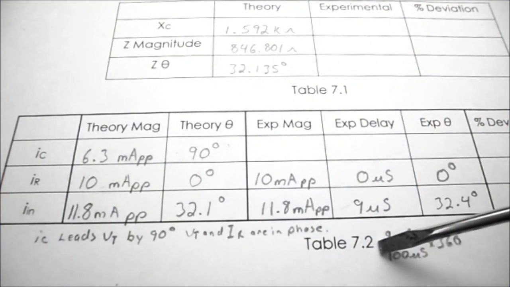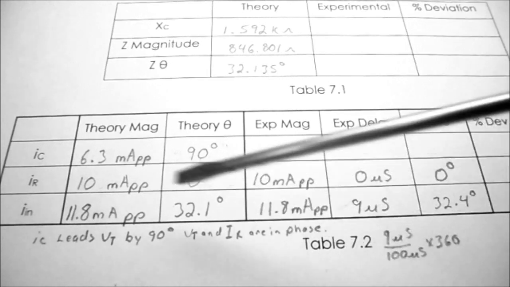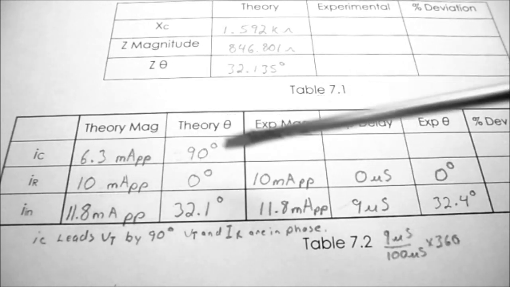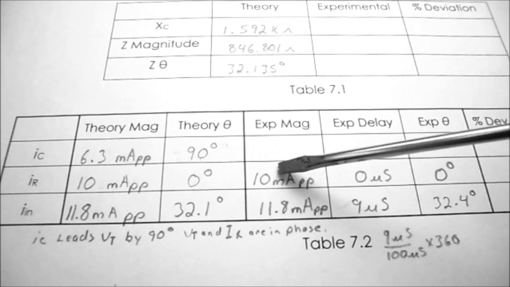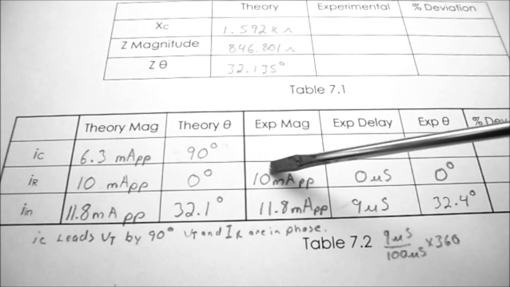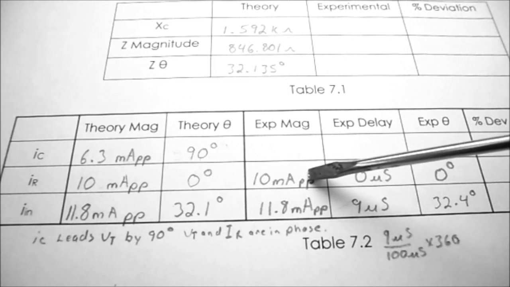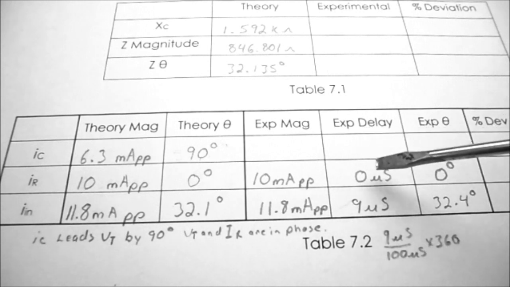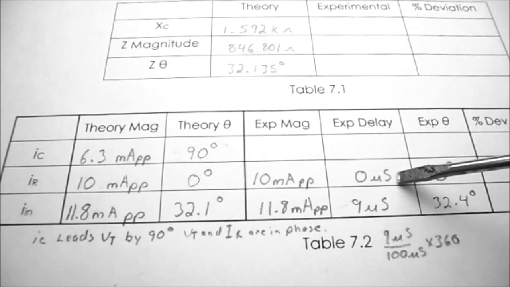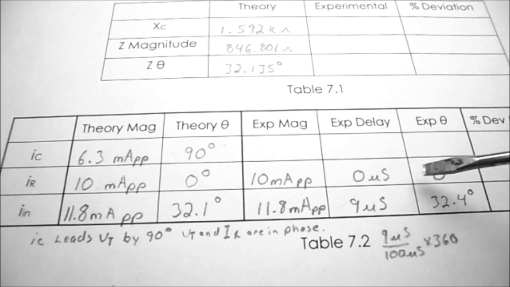As you can see on table 7.2, for IR, my experimental magnitude was 100 millivolts. Divided by 10 gives me 10 milliamps peak to peak, which was the same as my theory. My experimental delay, you notice it was 100% in phase, so there was no delay, so it was 0 microseconds delay, which works out to a 0 degrees phase angle.